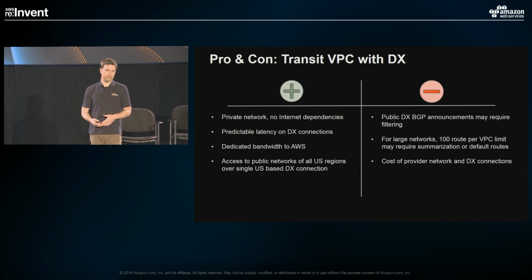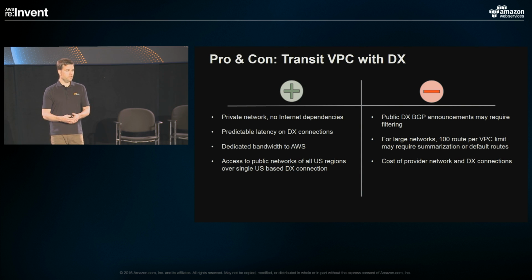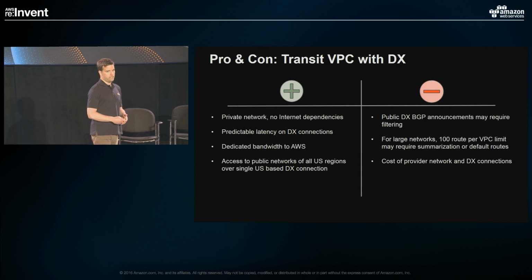All right, so pros of using Direct Connect with Transit VPC: private network, no internet dependencies, predictable latencies because you have that dedicated bandwidth, those dedicated links into the regions, and access to public networks of all US regions over a single US-based direct connection. On the negative, you're getting all of our public IP space. You might not want all that, so you might be having to do some filtering on what you get from us as far as public network announcements. And then the 100 route limit we just talked about, and obviously the cost of a provider network and of all these direct connections.